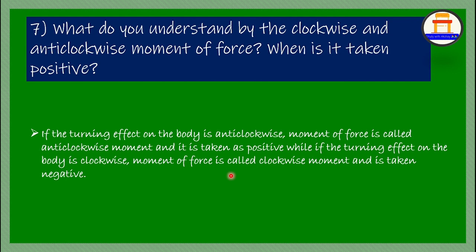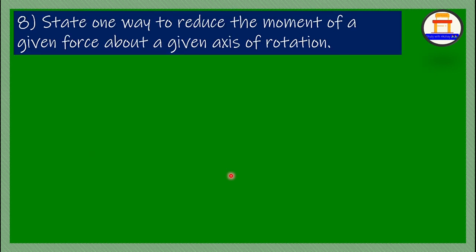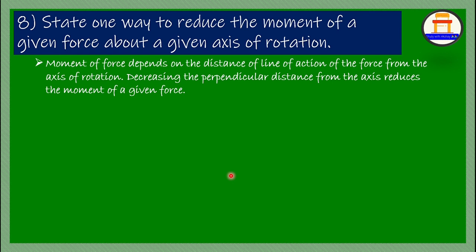So next, moving ahead further with the 8th question. State one way to reduce the moment of force of the given force about the given axis of rotation. The moment of force depends on the distance of the line of action of force from the axis of rotation. Basically, this is the condition. By decreasing the perpendicular distance from the axis of rotation, we can reduce the moment of force.